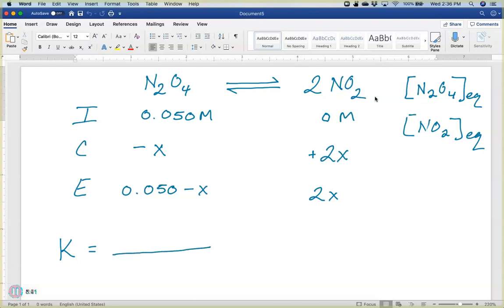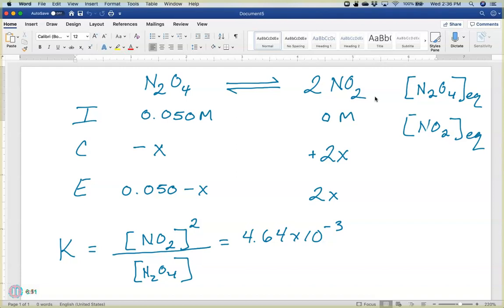So I can look at my balanced chemical reaction, and from that balanced chemical reaction, I can write the equilibrium constant expression, which will look like this. And I know that's equal to a value because it was given to me in the problem that this expression must be equal to that number, 4.64 times 10 to the negative third.